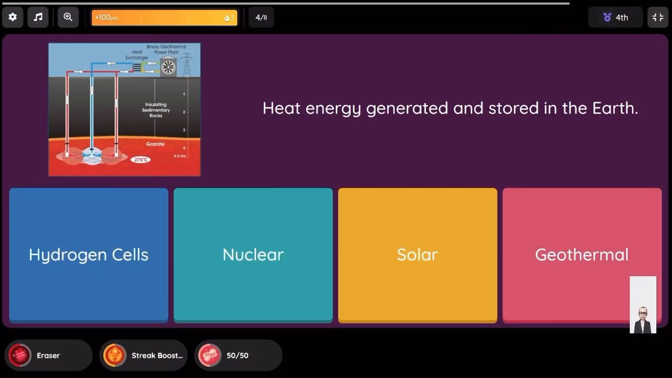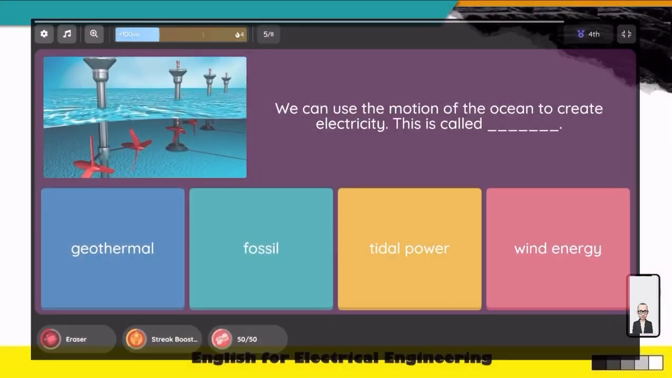Next up, we've got heat energy generated and stored in the earth. Very similar to one of our previous questions here. Hydrogen cells, nuclear, solar, or geothermal. If it is in the earth, it is geo, and of course it's related to heat, so that is thermal. That's how the word comes together. Geothermal, earth and heat or temperature. Geothermal is the correct answer here.